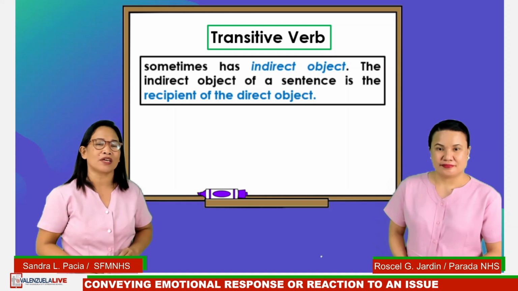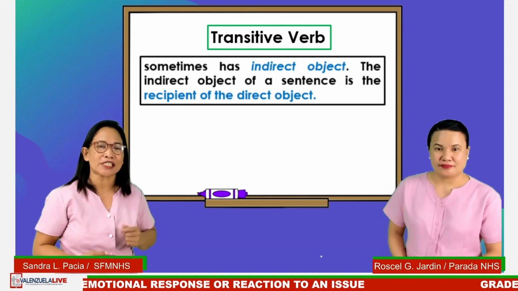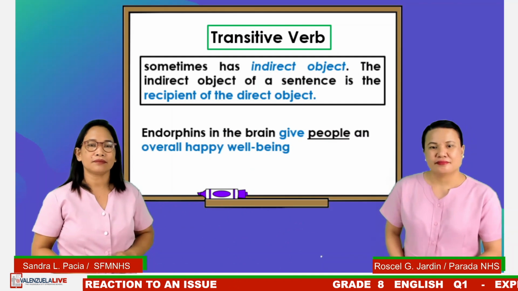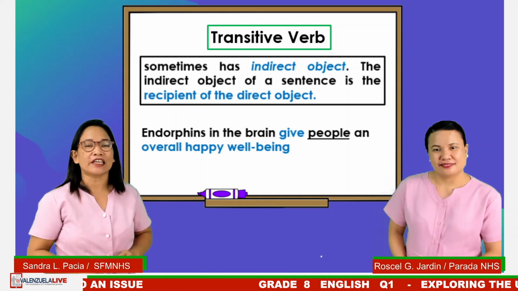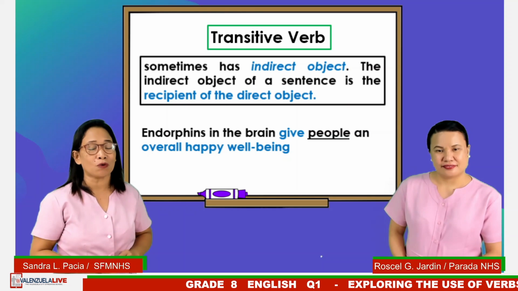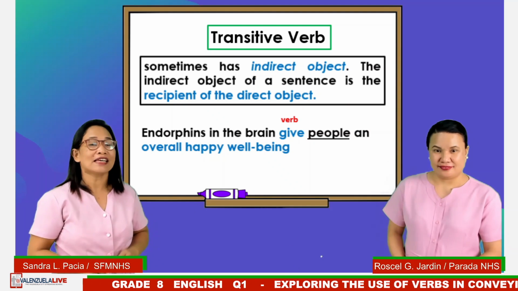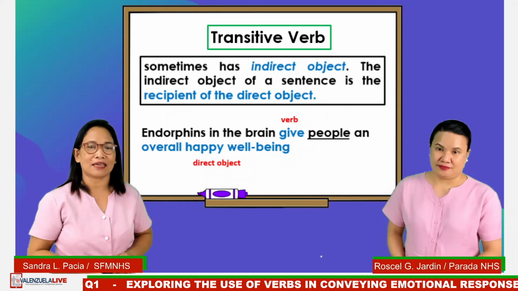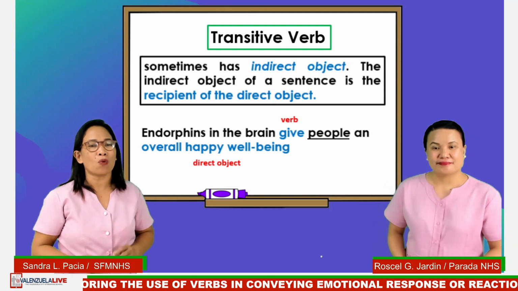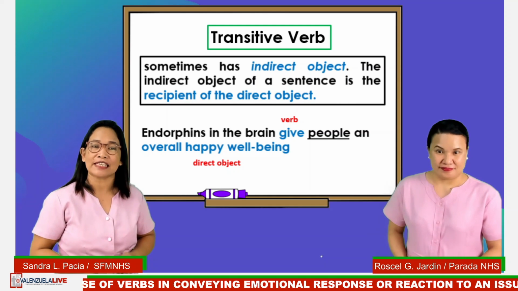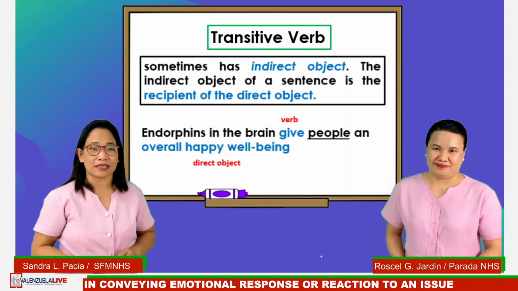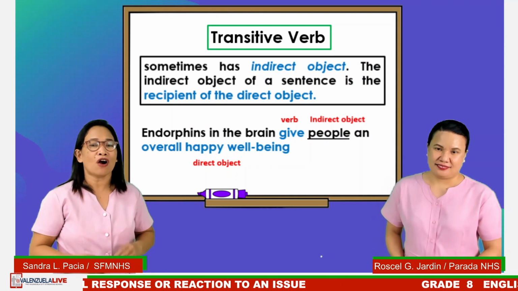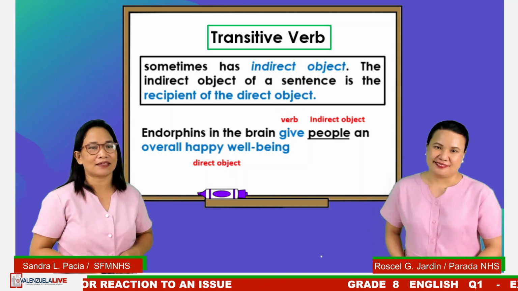The indirect object of a sentence is the main recipient of the direct object, just like this example. Endorphins in the brain give people an overall happy well-being. The verb is give. Direct object is overall well-being. It answers the question, what do endorphins in the brain give? The indirect object is people, who are the recipients of the direct object, overall happy well-being.